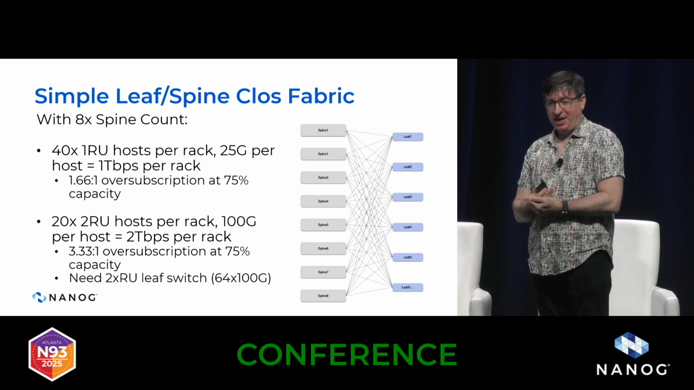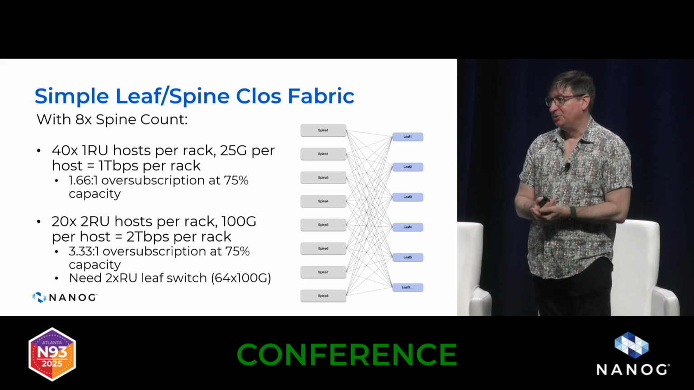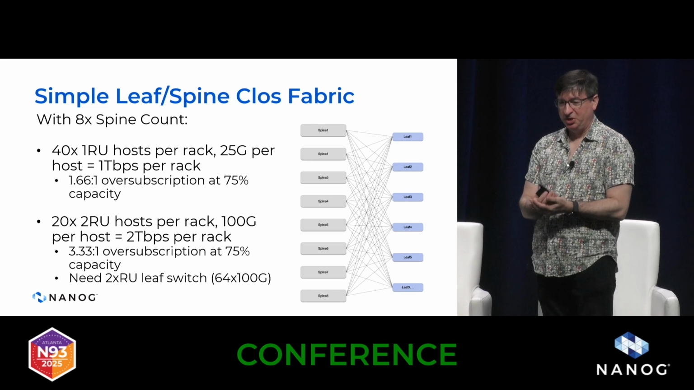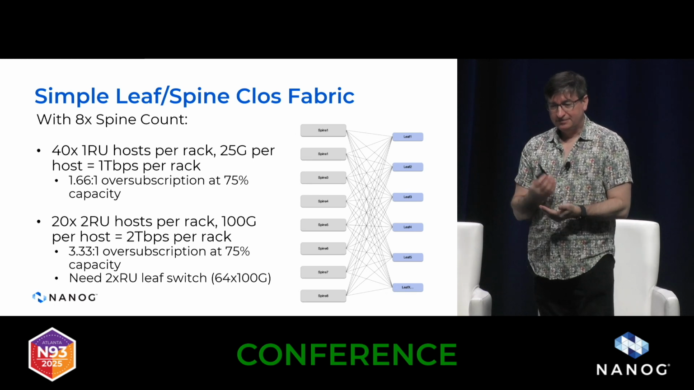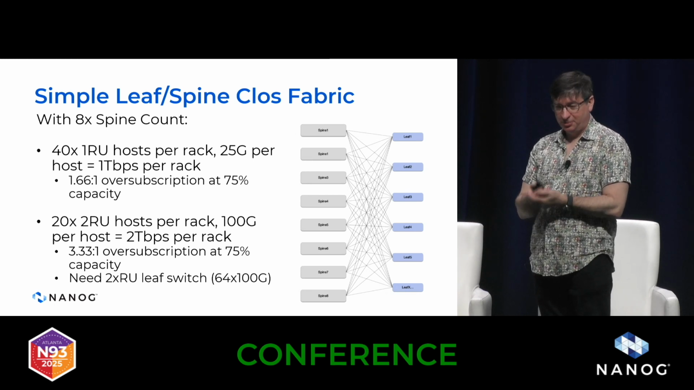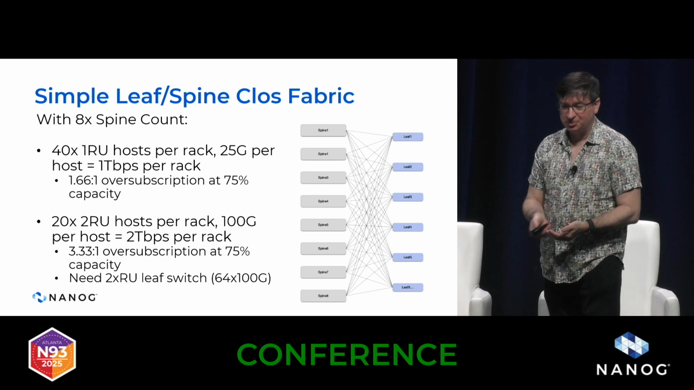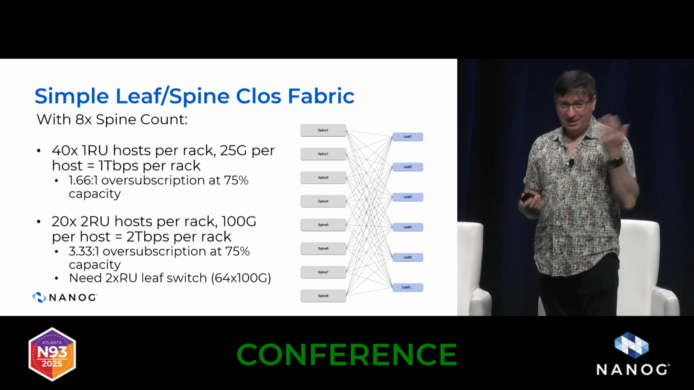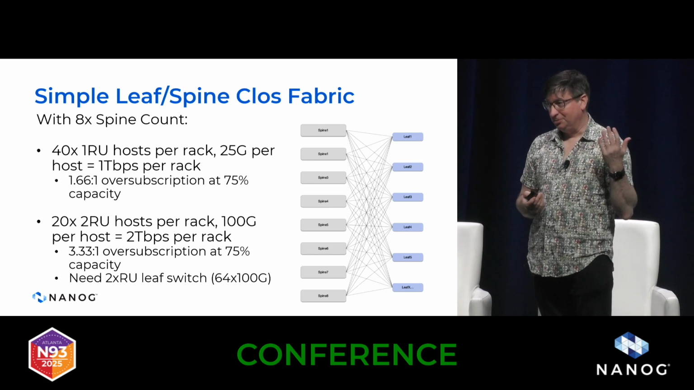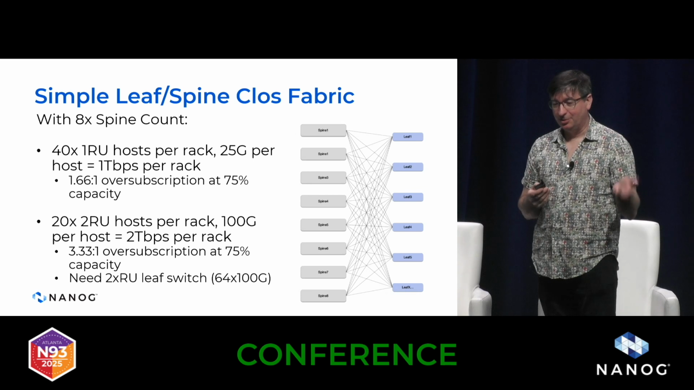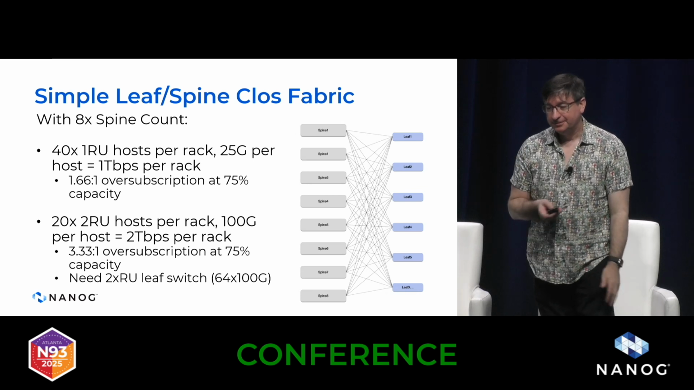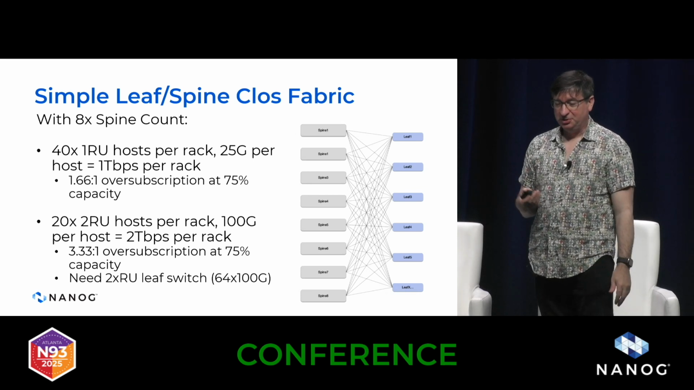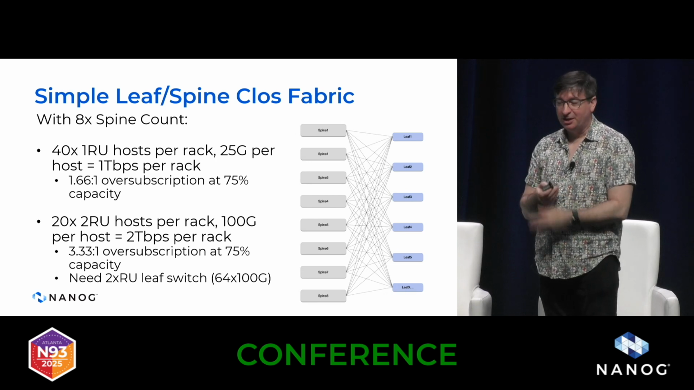Now, you could also get 2 rack units with 100 gig ports per host. So 20 hosts, 100 gig per. You're now at a 3.333 oversubscription ratio. And that's not bad either, depending on your workload. Your workload is going to drive your design decisions, probably more than anything else. In order to do this, you'll need a 2-rack unit leaf switch, just to be clear on that.